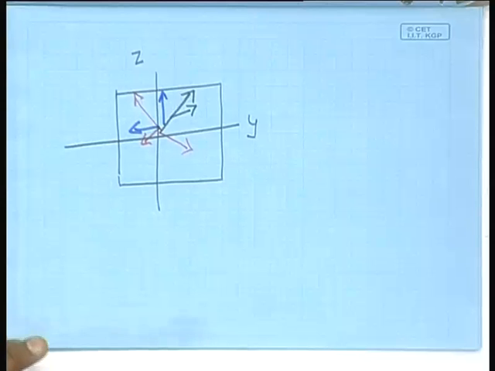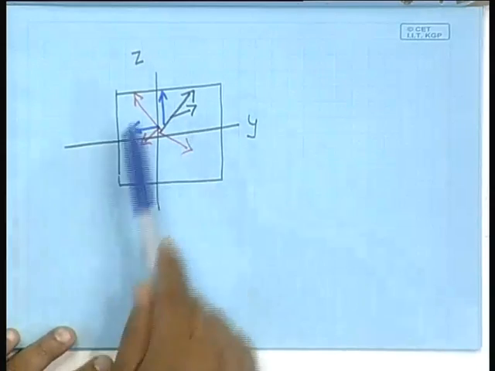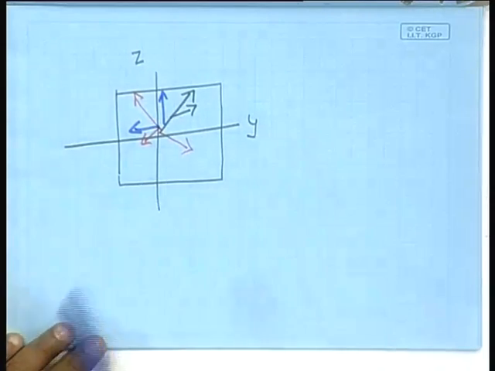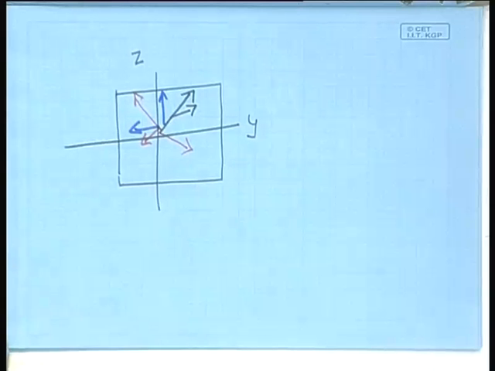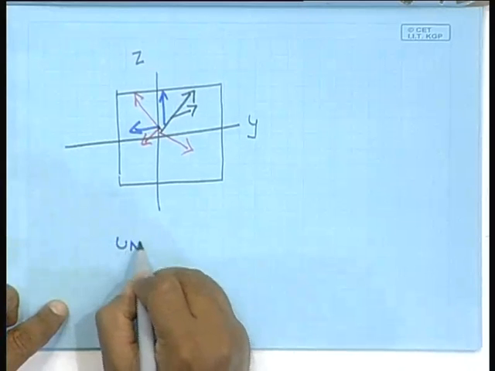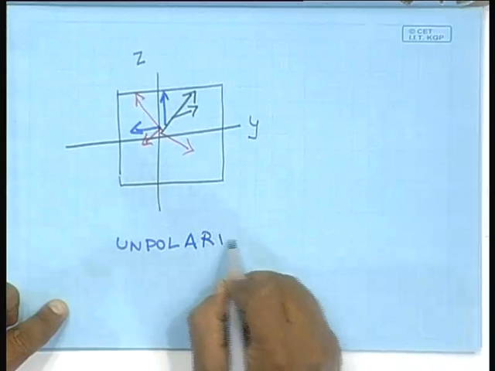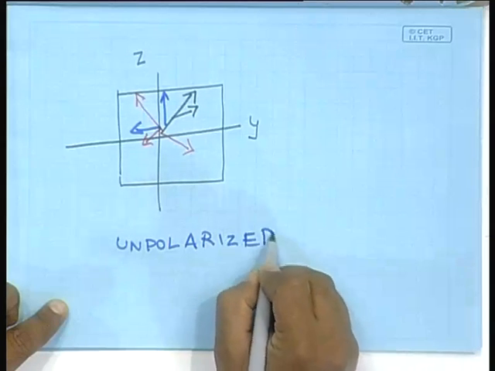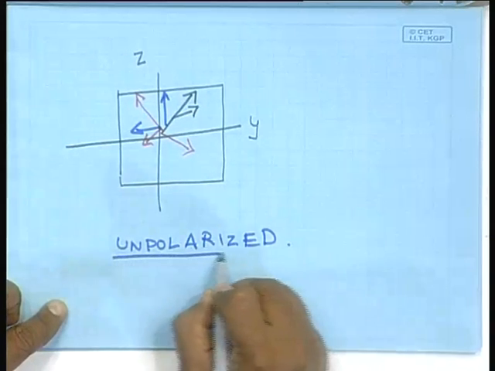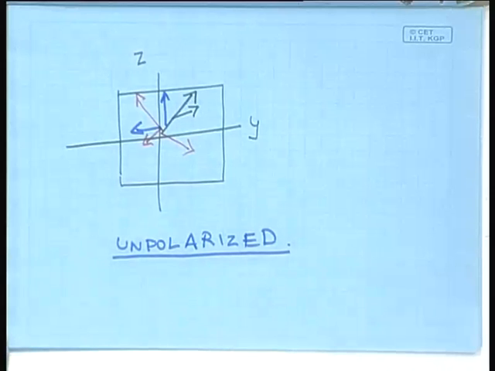So, for the natural light produced by a source like a bulb, the direction of the electric field and its magnitude keep changing randomly, and you have what is called unpolarized light. This radiation doesn't have any well defined polarization, so you can refer to it as an unpolarized electromagnetic wave. The electric field keeps jumping around randomly.